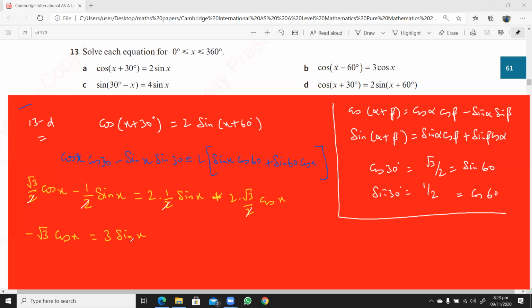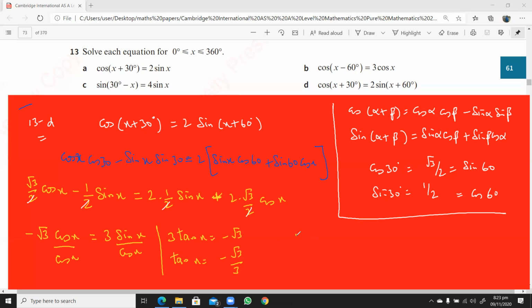So now we can divide them by cos x, okay? If I divide this side by cos x and this side by cos x, we now have 3 tan x, and that is equal to minus root 3. So now your tan x is going to be minus root 3 over 3. And we have the values from 0 to 360.